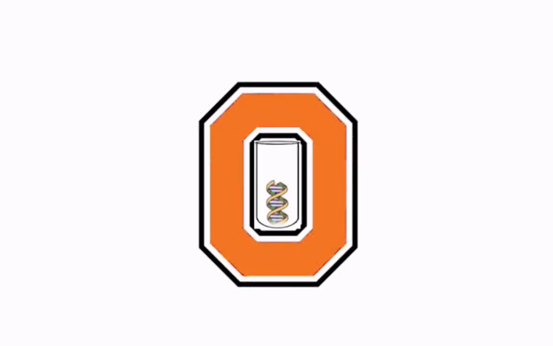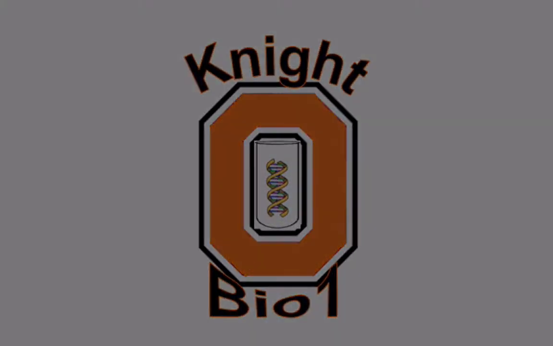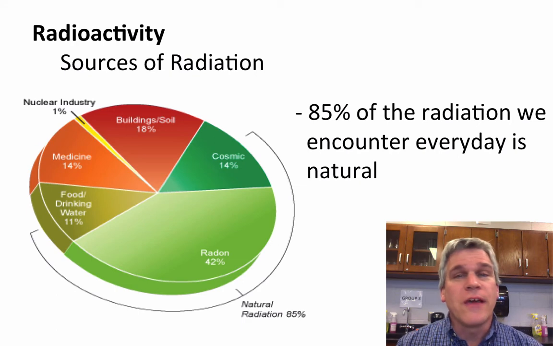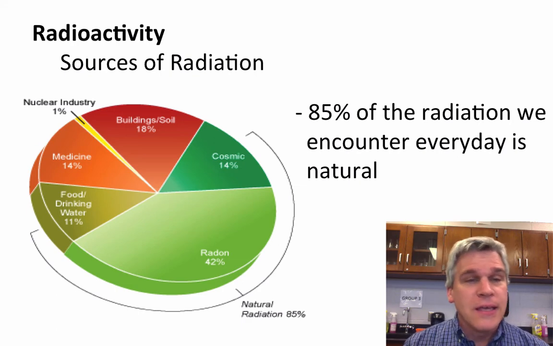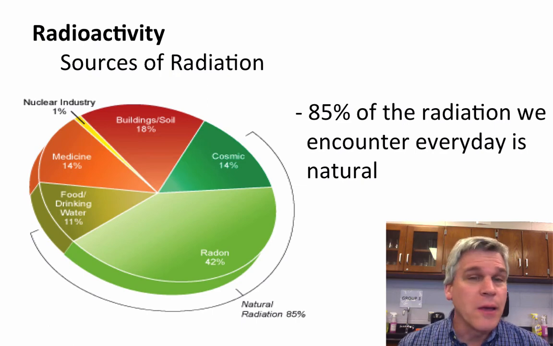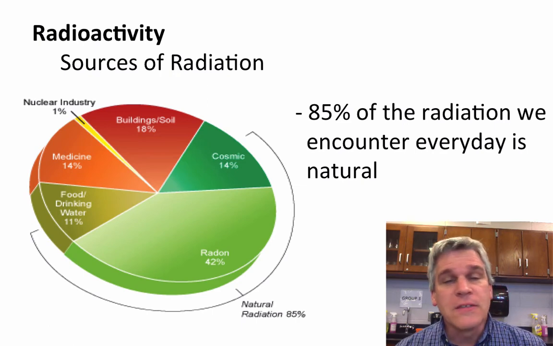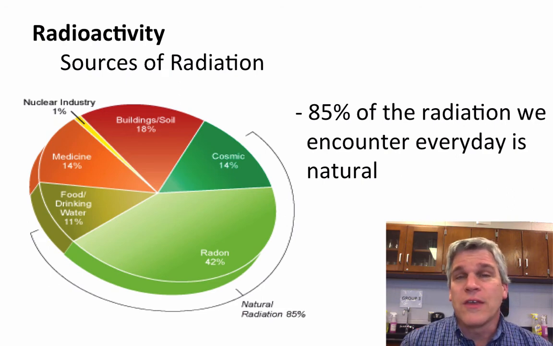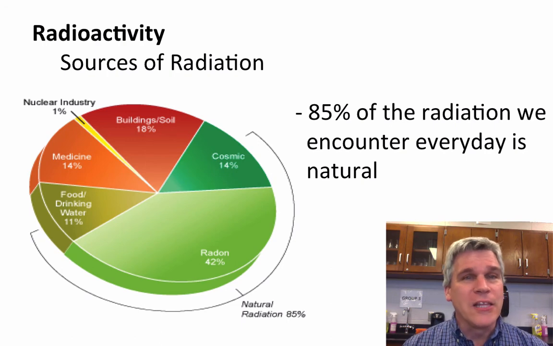Radiation. We are surrounded by radiation. In fact, 85% of all the radiation that we encounter every day is from natural sources. The biggest, of course, is radon, which is coming up from the ground. But then we get things like cosmic rays and rays from food. When you think about radiation and you think about things like a nuclear power plant, very little of our radiation comes from sources like that.